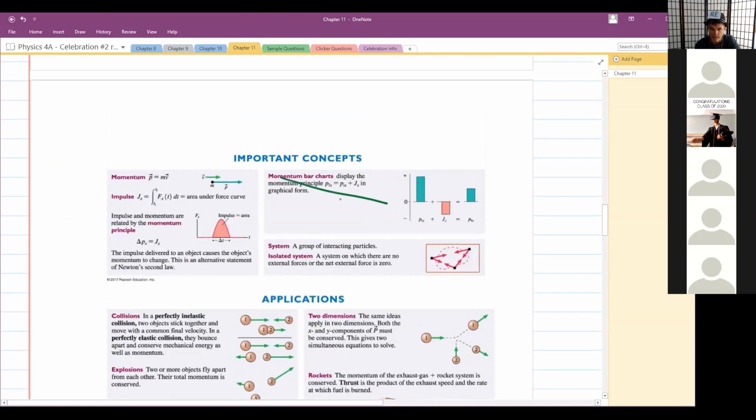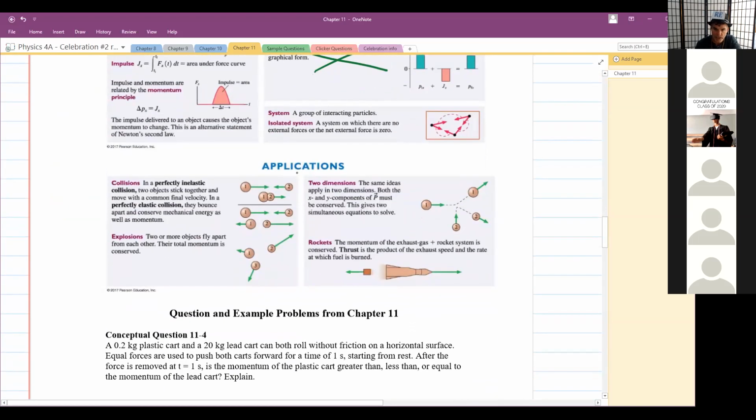Don't worry about momentum bar charts. Don't worry about collisions in 2 dimensions mathematically. Don't worry about rockets. And then in terms of collisions, just understand conceptually the difference between an elastic and an inelastic collision. Inelastic, kinetic energy is not conserved. Elastic, kinetic energy is conserved. And perfectly inelastic is when they stick together and move as one afterwards.